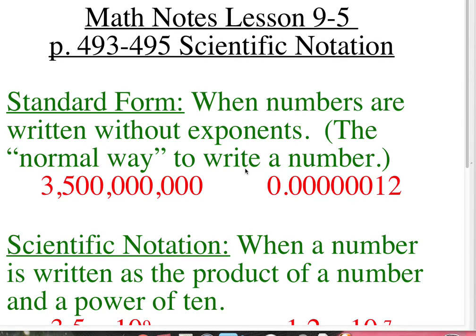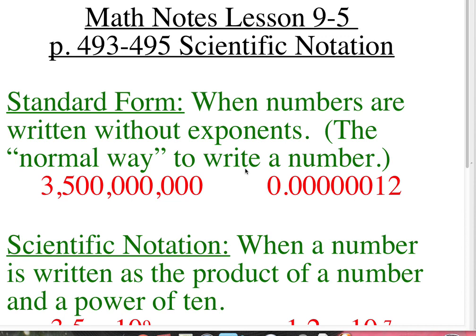Guys, and welcome to your next online math lesson. This is lesson 9.5 in your textbook, page 493. It's called Scientific Notation, and as always, of course, I'm going to suggest you have a calculator, pen and pencil, or paper and pencil handy.